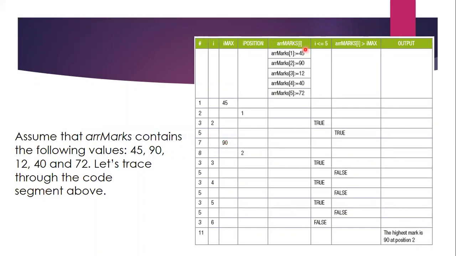Okay, so do you see there's my array? So it was 45, 90, 12, 40, and 72. And my highest position was 90. The highest value was 90 in position 2.